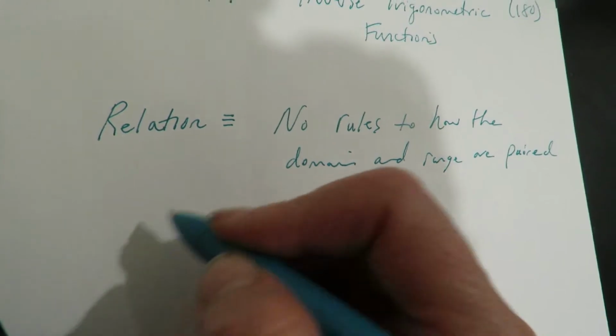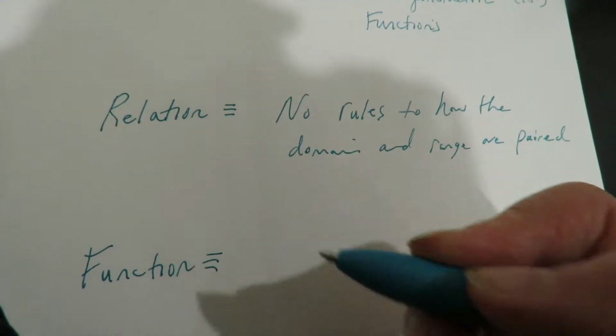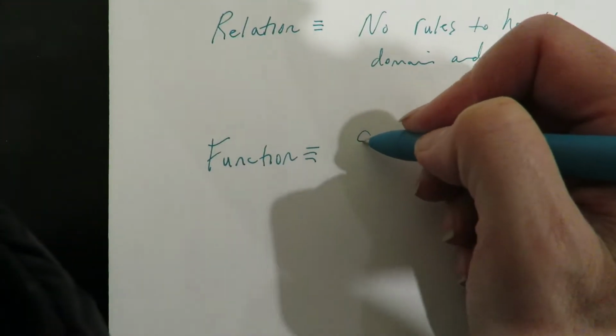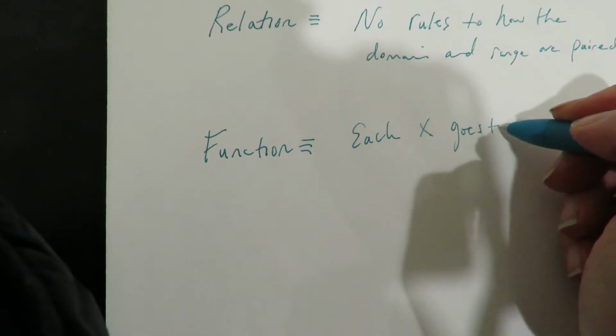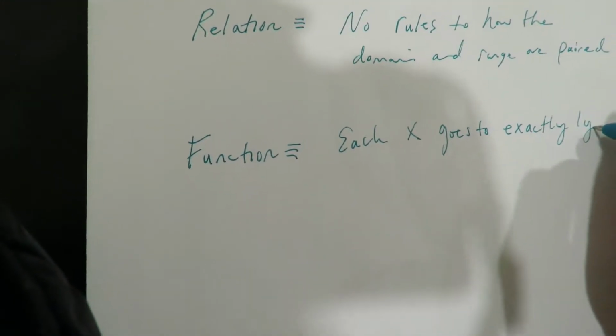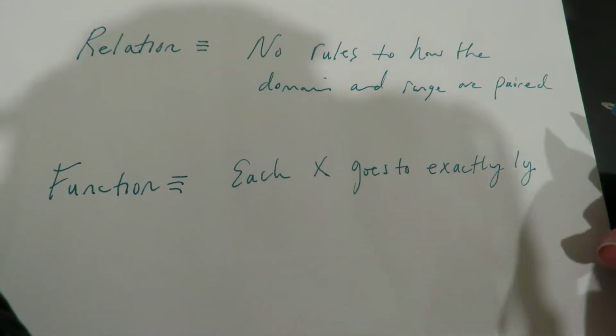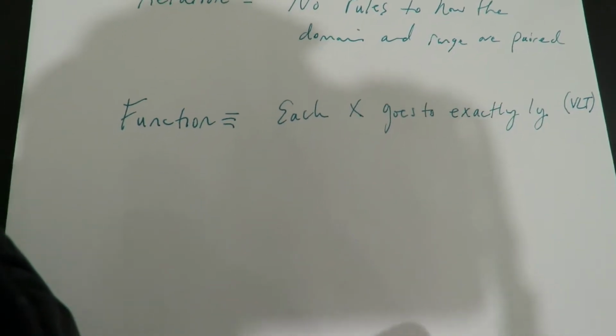And then a level up from that, we talked about a function. And the definition of a function was that each x goes to exactly one y. And if you remember, that would mean it has to pass the vertical line test.